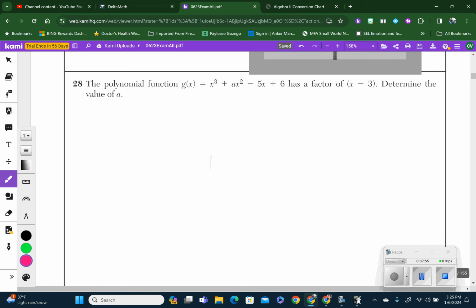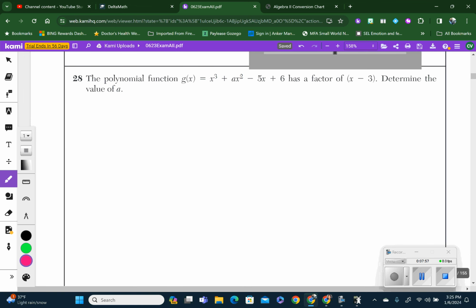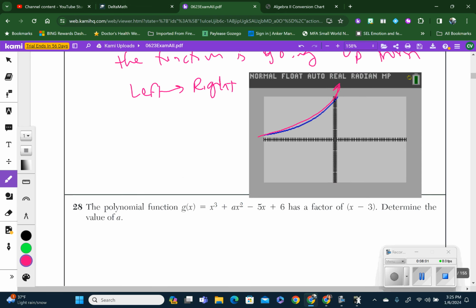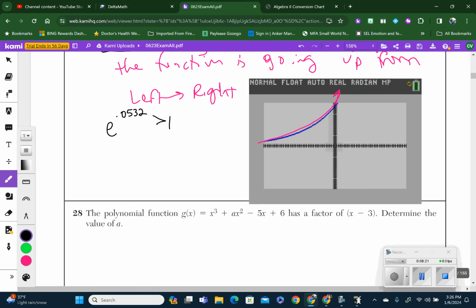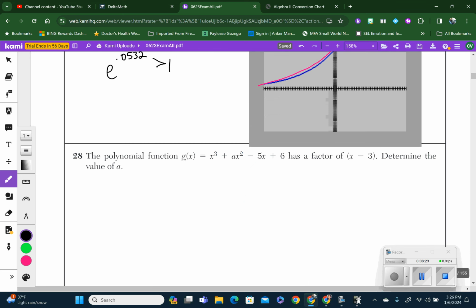Good, that was 27. Number 28, the polynomial has a factor of x minus 3. Oh, I'm sorry, real quick. You could also say, if you wanted to, because the e to the 0.0532, because this number is greater than 1, that's also why it's increasing. You could say either one of those answers. Just wanted to make sure that I was clear about that.